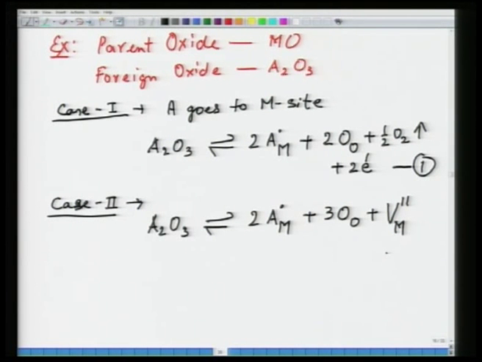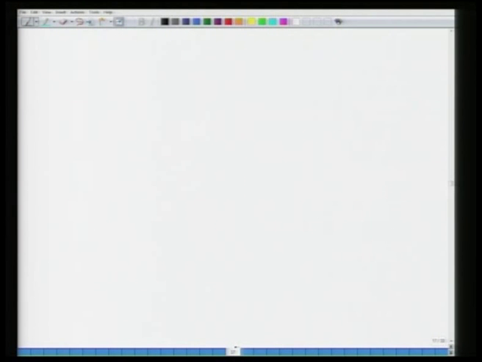So, this is another possibility that could happen when you put A2O3 impurity in MO solid. So, these are 2 cases when you have dissolution of foreign oxide into a host oxide of MO type, let us say. Now, you can also have other scenarios.